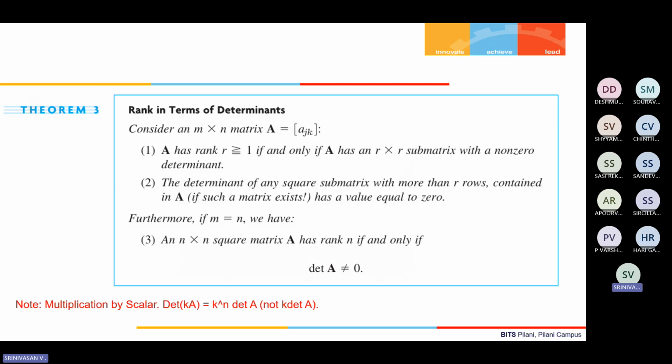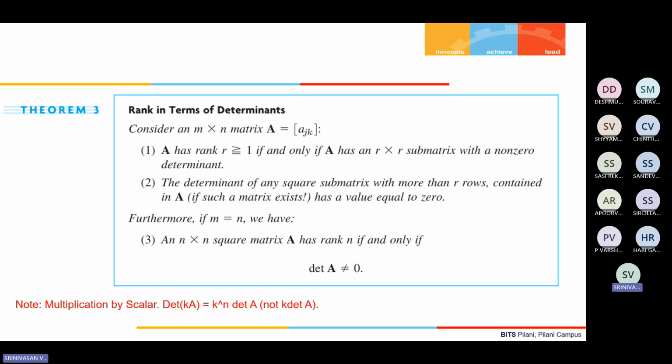Now, rank in terms of determinants. We have already seen the rank of a matrix, usually denoted by a small r or rho, defined as the number of non-zero rows after reducing it to echelon form. Now, similarly, you can also find the rank of a matrix using determinants. What does the theorem say? How do you do it in practice?